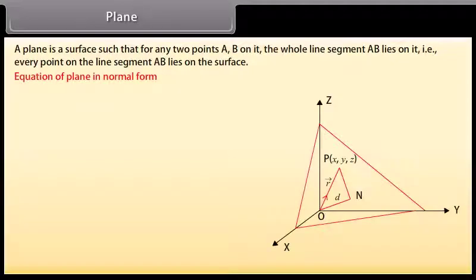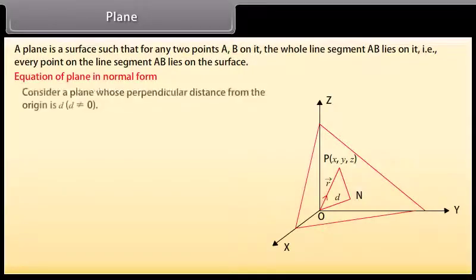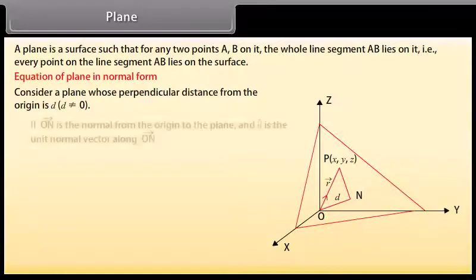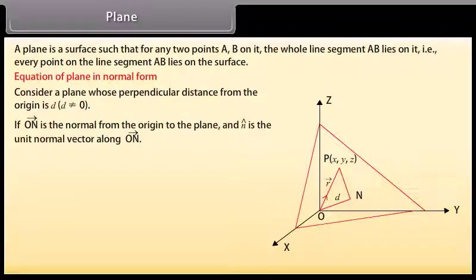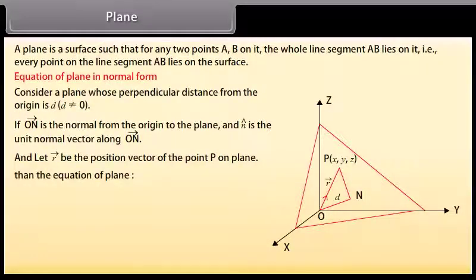Equation of plane in normal form. Consider a plane whose perpendicular distance from the origin is d, not equal to 0. If vector ON is the normal from the origin to the plane, and cap N is the unit normal vector along vector ON, and let vector R be the position vector of the point P on the plane, then the equation of the plane is vector R dot unit vector N equals d.